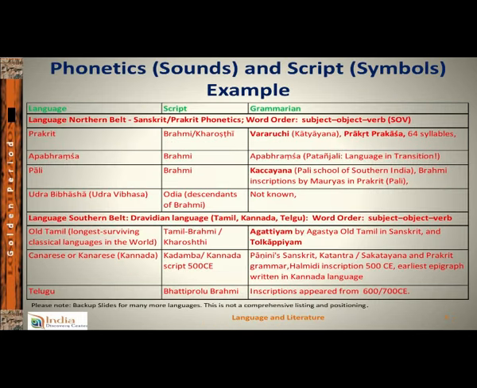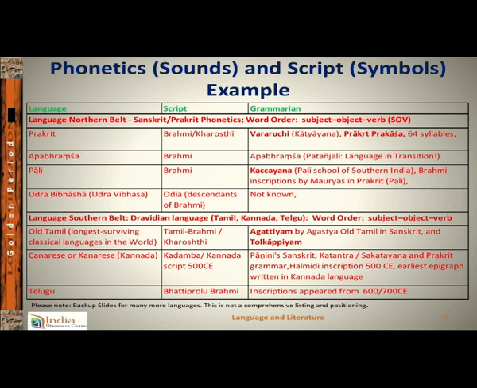Now let's look at the phonetics and script, because for each language, what was the phonetics and what was the script used, and who was the grammarian who created that relationship or that entire grammar for that particular language. Now again, this is a classification. There are three columns and two segments, language, script and grammarian, and the segments are the northern belt and the other segment is the southern belt. Now, Prakrit as a language has a lot of literature which was developed, and it was using a script called Brahmi or Kharoshti. The grammarian at that time who established this script, language and grammar was Vararuchi, and he established that relationship.